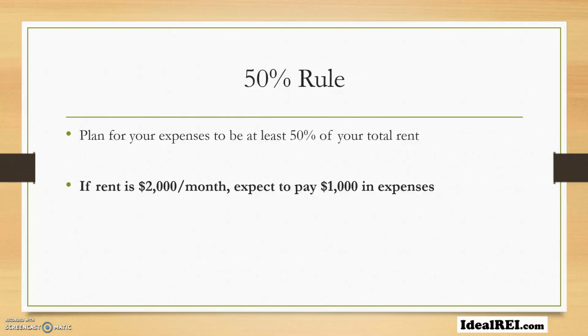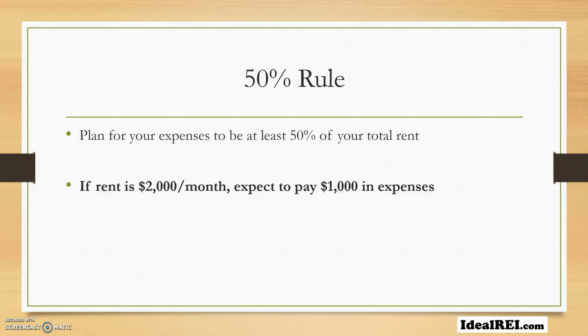The 50% rule is related to these others. It's saying that your expenses should be around 50% of the total rent. So going with the same numbers as before, if the rent is $2,000 a month, you can expect to pay at least $1,000 per month in expenses.